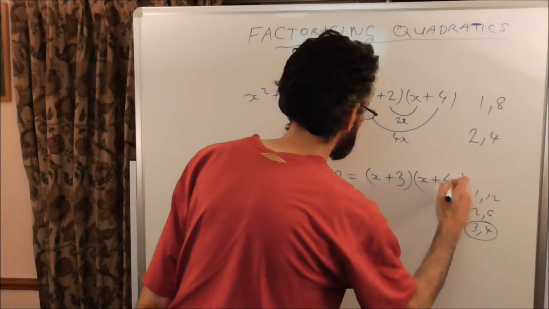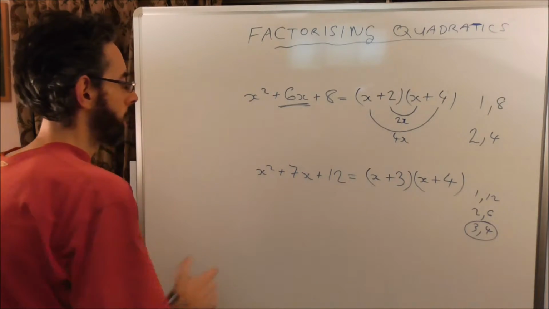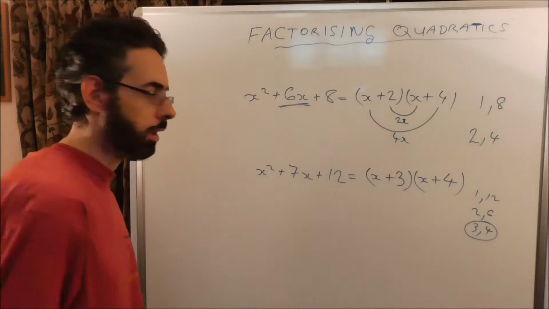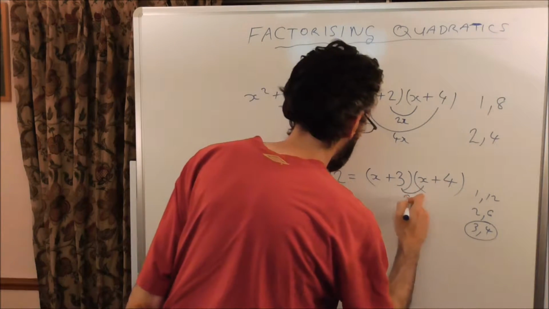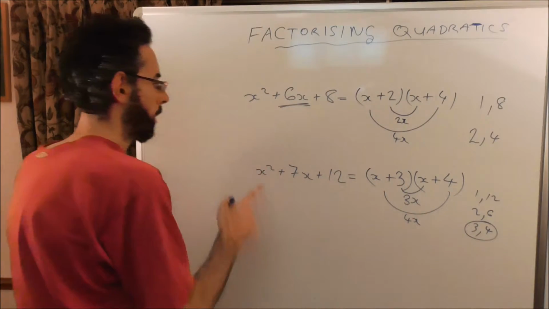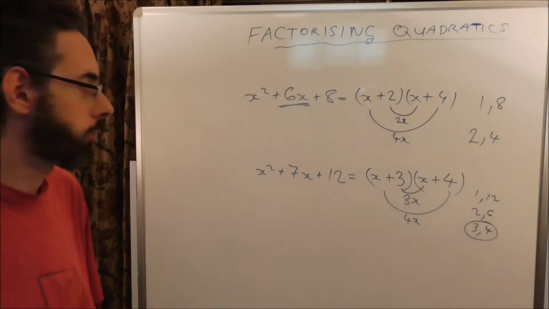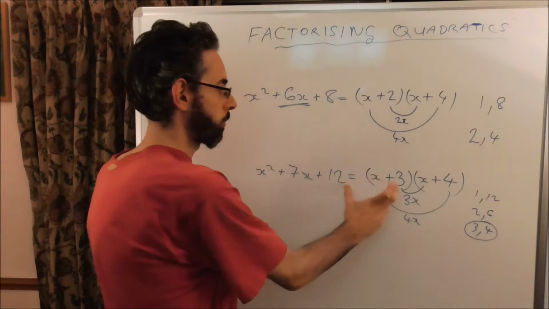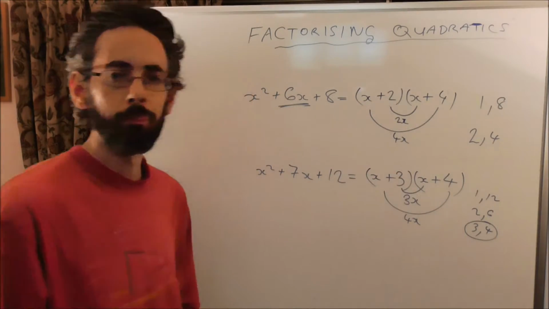3 and 4. Let's see if we do get 7x when we expand the brackets. 3 times x is 3x. x times 4 is 4x. 3x plus 4x is 7x. So it works. This is the correct answer: (x + 3)(x + 4).